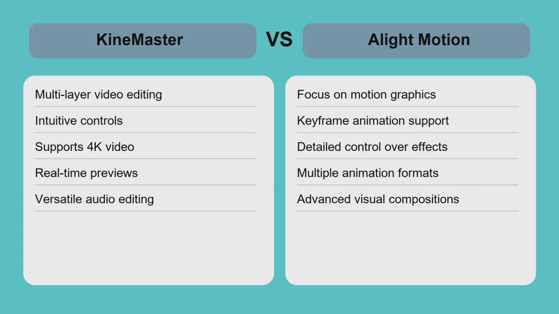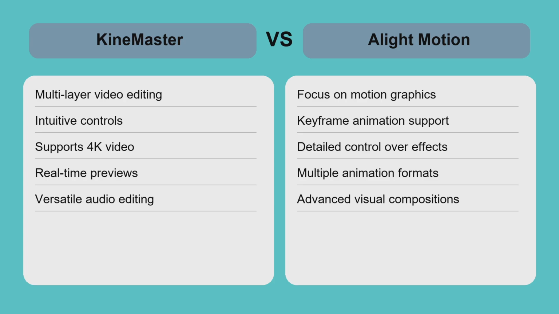It fits creators producing vlogs, tutorials, or social media clips. In contrast, Alight Motion shines when advanced motion graphics, keyframe animations, and visual effects are the priority. It caters to users focused on animation and graphic design within video projects. While KineMaster offers better traditional video editing tools, Alight Motion provides deeper animation capabilities but requires more time to master.